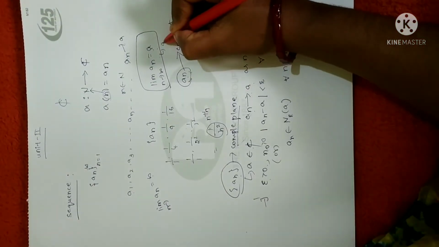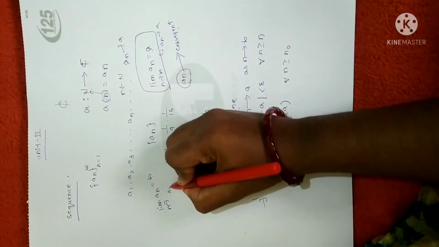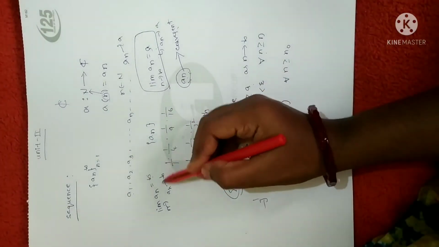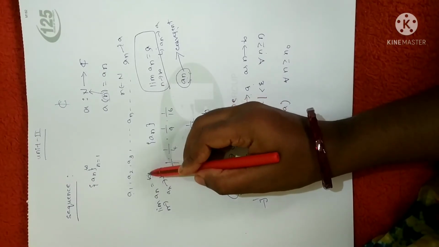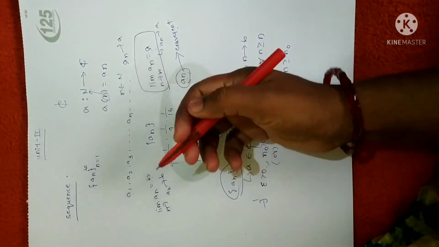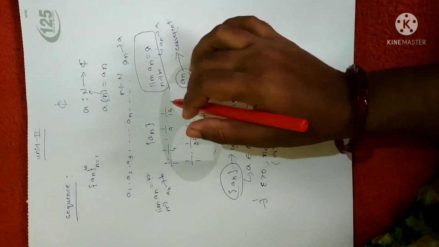So the meaning of this statement is that an is converging to a. Here an is converging to infinity. That's all. Whatever the value you have, the sequence is converging to that value. And it can be seen that the limit of a sequence exists. If the limit exists, then that value should be unique.